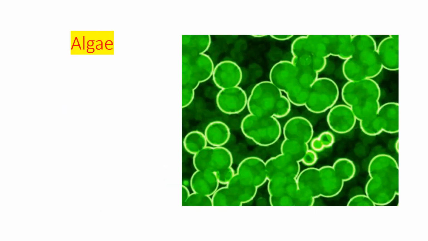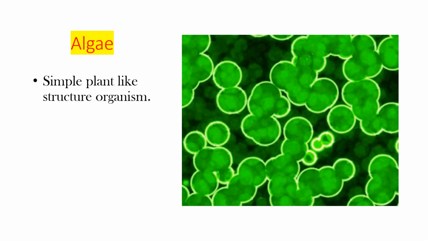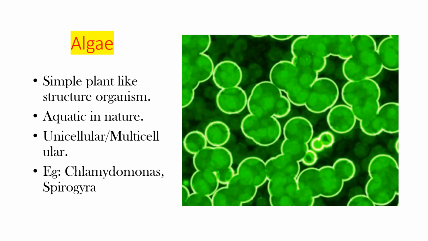The next one we are going to deal with is algae. They are simple plant-like organisms in the sense they are able to carry out the process of photosynthesis. Mostly they are seen in water bodies. That's why they are aquatic in nature. They are both unicellular and multicellular organisms. Some of the examples are Chlamydomonas and Spirogyra. You are also familiar with algal blooms in lakes.